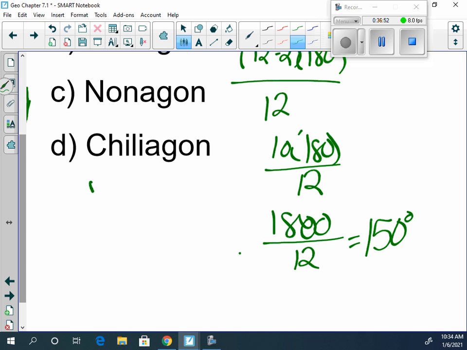So the interior angle was 150. The exterior angle was 30. What do you notice is special about those two numbers? They add up to 180. They make a straight line. And it will always work out that way.